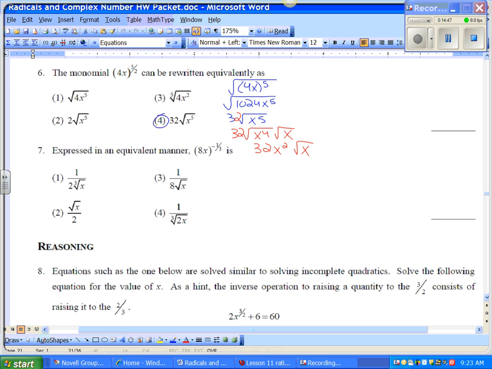All right, why don't you try 7 for me? I'll pause here. How am I going to rewrite this? Yeah, 1 over. Very good. Don't forget those parentheses. Now what? 1 over the cube root of 8x. Great. What's the cube root of 8? So 1 over 2 cube roots of x, which is choice 1. Do I like leaving it like that, though?